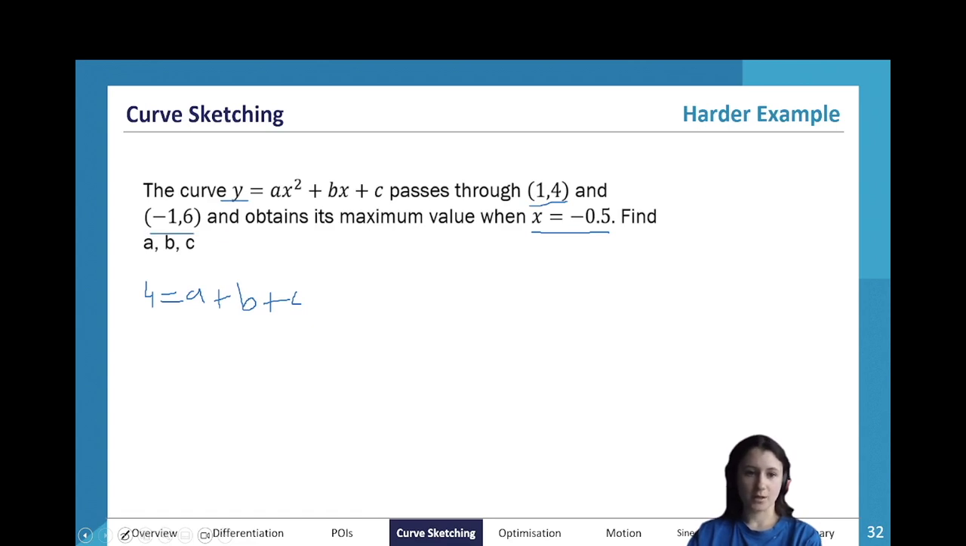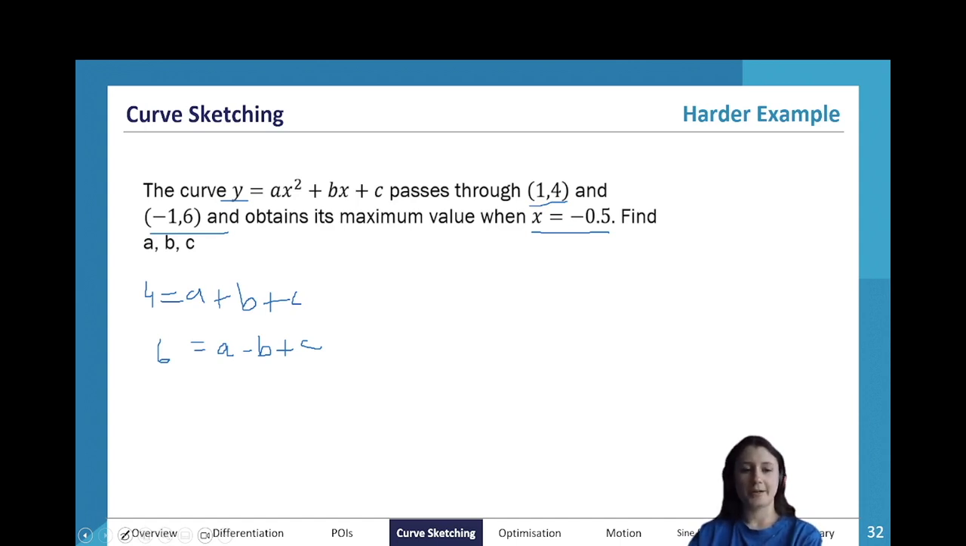Now we're going to sub in our second coordinate into our curve. So we're going to have 6 equals a times negative 1 squared, which is just a, minus b plus c. Alright.